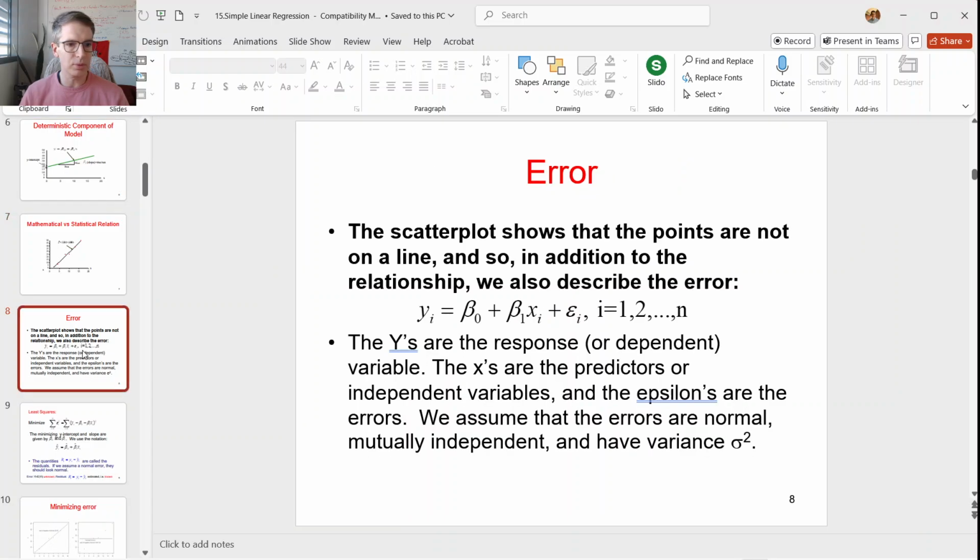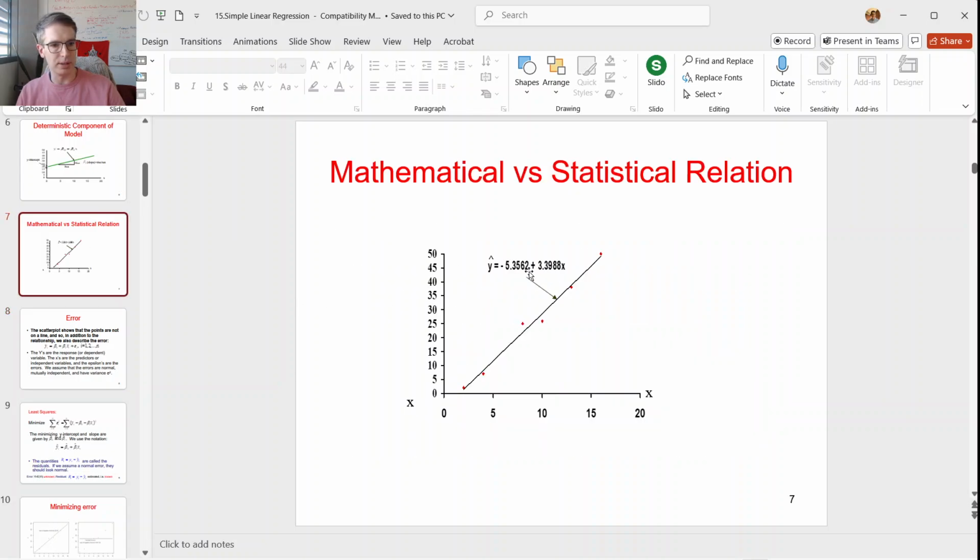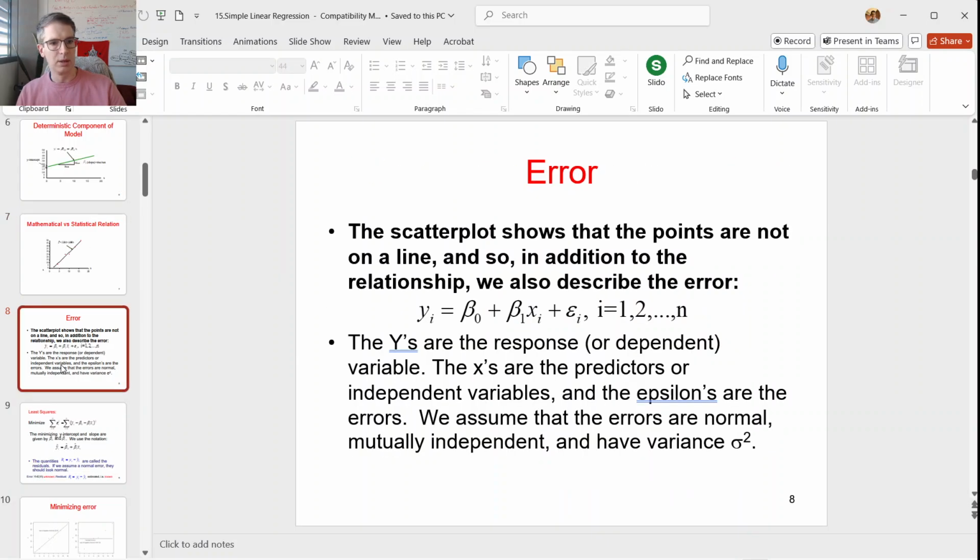We also need, the scatter plot shows these points here, but we want to try and figure out what the error is, because those points aren't exactly on the line, right? So the y is our response variable again. The x is the predictors, those are independents, right? And then epsilon is basically the error term. This here, we're trying to figure that out.